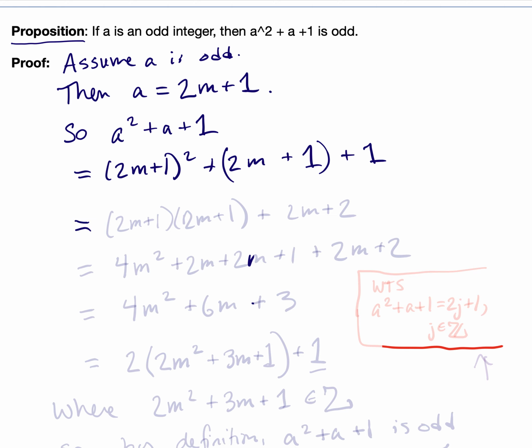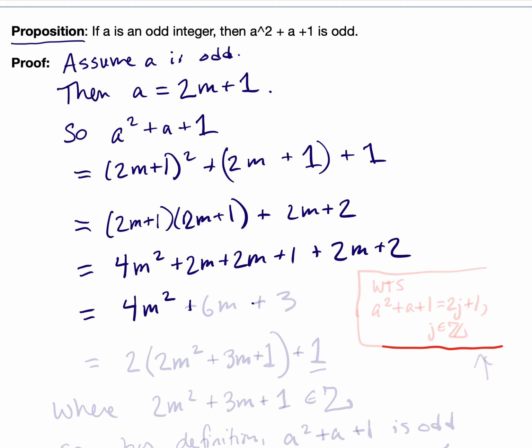So we're sticking in 2m plus 1 anywhere that we see a. We can now simplify this expression. So 2m plus 1 squared, that's 2m plus 1 times 2m plus 1, plus 2m plus 1 plus 1, so 2m plus 2. This is 2m plus 1 multiplied by itself. So the first term is 4m squared plus 2m plus 2m plus 1 plus 2m plus 2. And then we've got 4m squared plus 6m, when we combine like terms, plus 3.